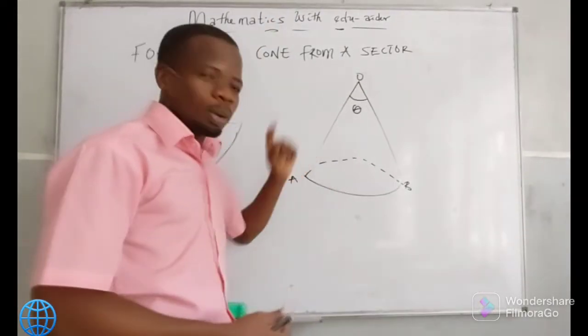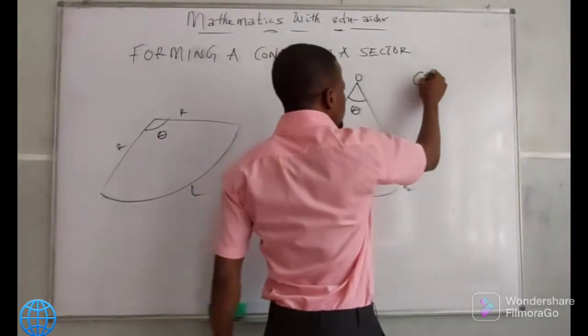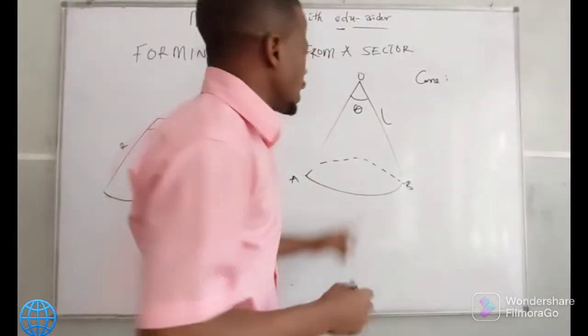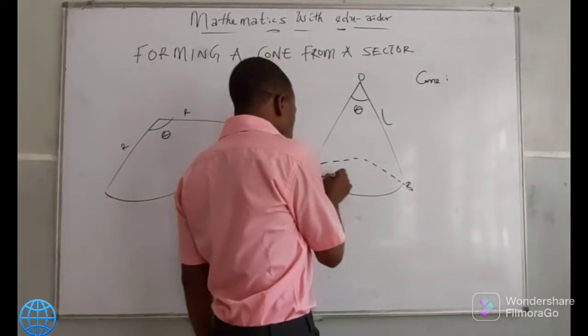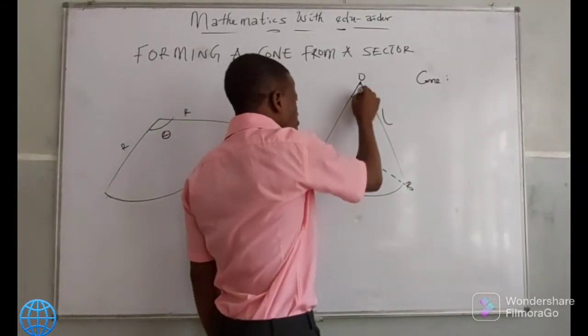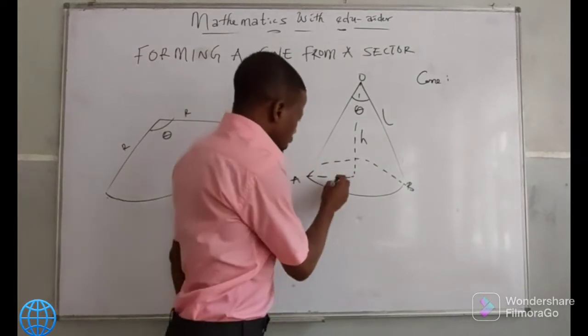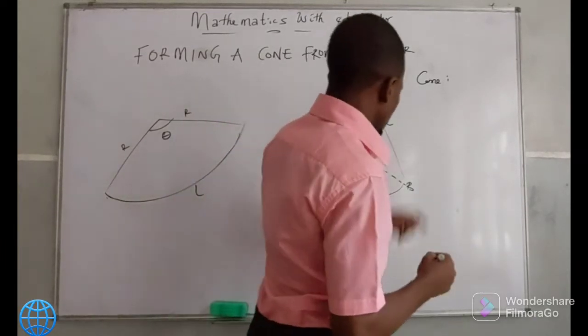Well, let's consider the properties of this first. For a cone, what are the properties? It has a slant height, right? It also has a radius, and it has a perpendicular height. So it has a radius, then its slant height.